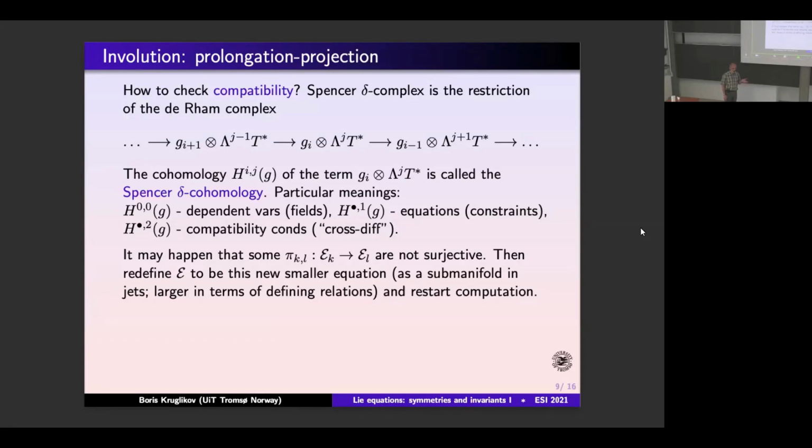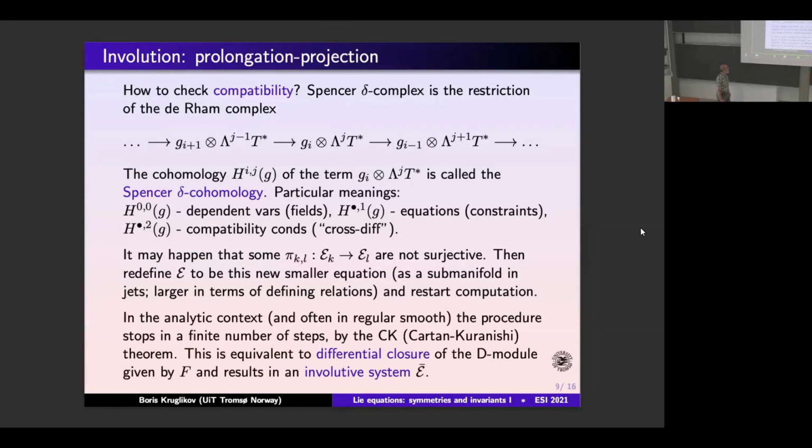It can actually be of higher order than the original equations, of the same order, or of lower order. Everything can happen here, but you have to restart. Okay, and you just take the new equation and you do things again.